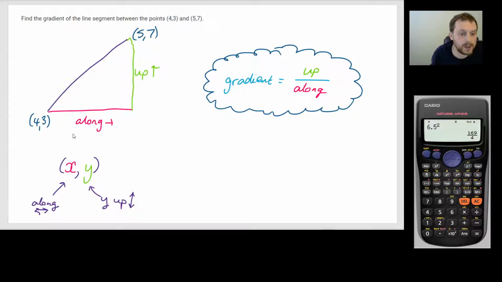That's the point. For the along, you're just looking at the x coordinates. Okay, so how far along have we gone to go from 4 to 5? So we've gone 1 along. So it is 1 along. And then how far up have we gone? And this time we look at the y numbers. So we started at 3, but we've ended up going up to 7. So how far up did we go? We went 4 up.